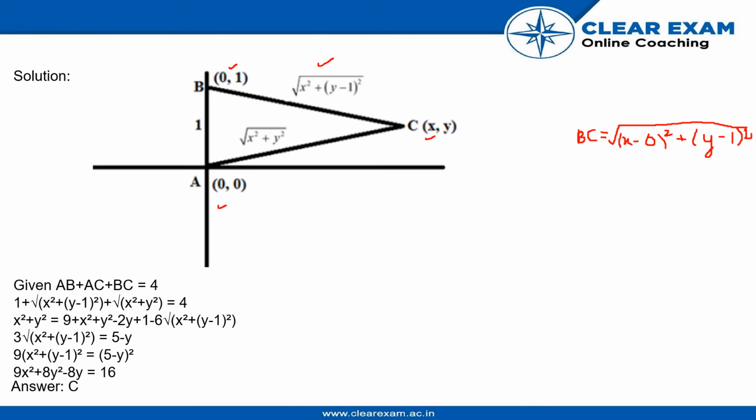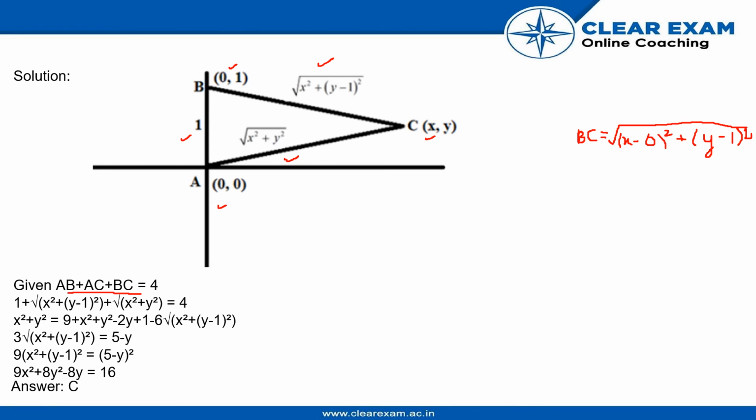Similarly, our AC distance is root of x square plus y square and our AB distance is 1. And we are given AB plus AC plus BC equals 4, and putting down the values of AB, which is 1, and AC and BC as the square roots of the respective expressions.